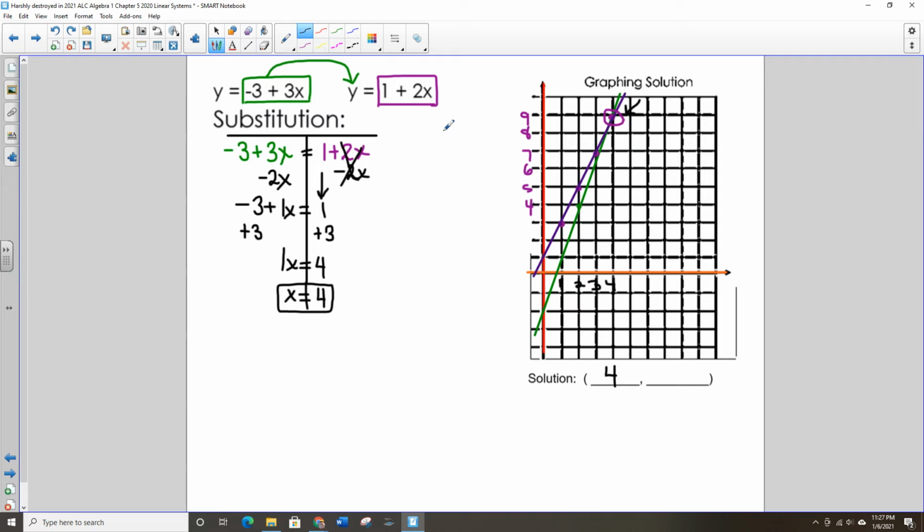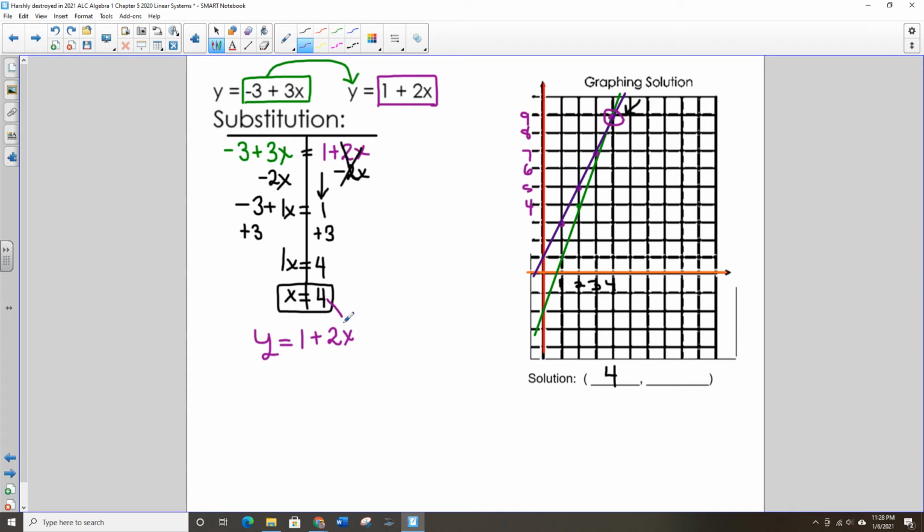And you may have had math teachers at one time or another that actually had you plug it into both to prove that you got the right answer. We're going to go ahead and have a little faith and just pick one or the other. I'm a fan of not working with negative numbers if I can help it. So I'm going to take this one, y equals 1 plus 2x, and use that one to find my answer.